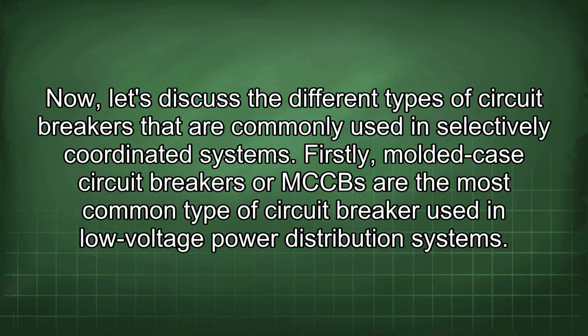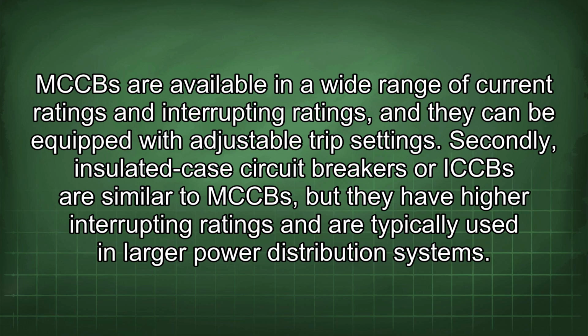Now let's discuss the different types of circuit breakers that are commonly used in selectively coordinated systems. Firstly, molded case circuit breakers, or MCCBs, are the most common type of circuit breaker used in low-voltage power distribution systems. MCCBs are available in a wide range of current ratings and interrupting ratings, and they can be equipped with adjustable trip settings. Secondly, insulated case circuit breakers, or ICBs, are similar to MCCBs, but they have higher interrupting ratings and are typically used in larger power distribution systems.